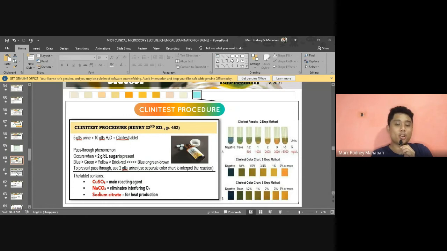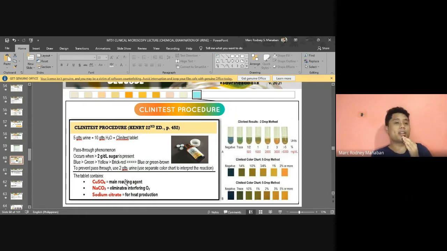Okay? Now, in cases of high concentration of glucose or reducing substances, there could be a pass-through phenomenon. And this pass-through phenomenon occurs when there is greater than 2 grams per dL of sugar present. So what happens is, the intense positive is brick red. But this brick red positive result will only happen for a short while and then it returns to blue or green-brown, which is the negative. Okay? And this is again due to the high concentration of sugar. So to prevent this, instead of using 5 drops, you use only 2 drops. And there's a separate color chart for the 2-drop method.